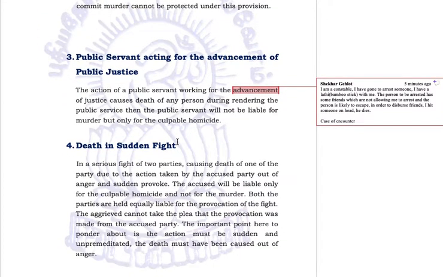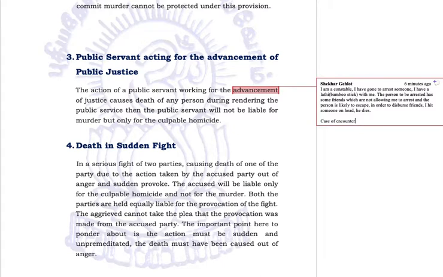Death in a sudden fight. Okay, death in a sudden fight. A serious fight of two parties means there are two people fighting with each other, or more than two people. Okay, two sides are there. Four people from one side, eight people from another side. All 12 people have collided with each other. They are now fighting very badly. It's a case of serious fight.